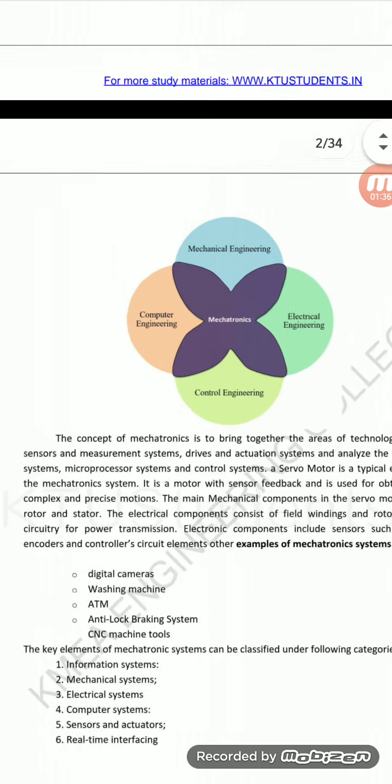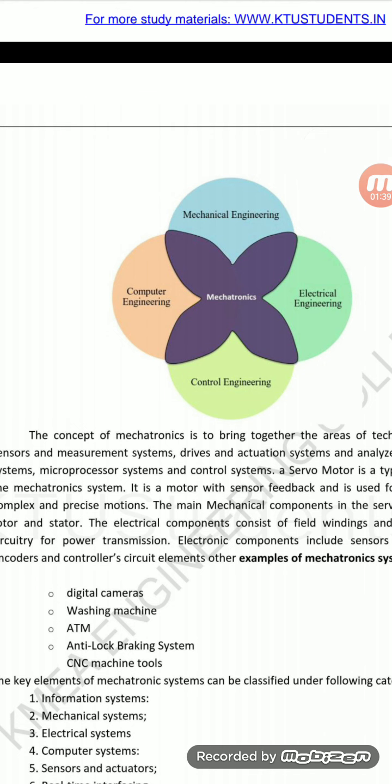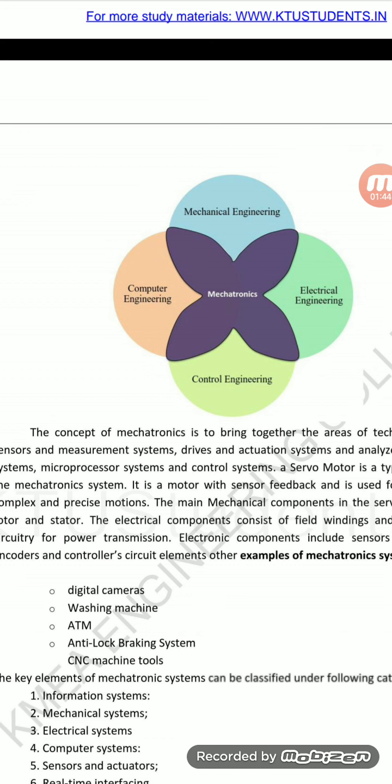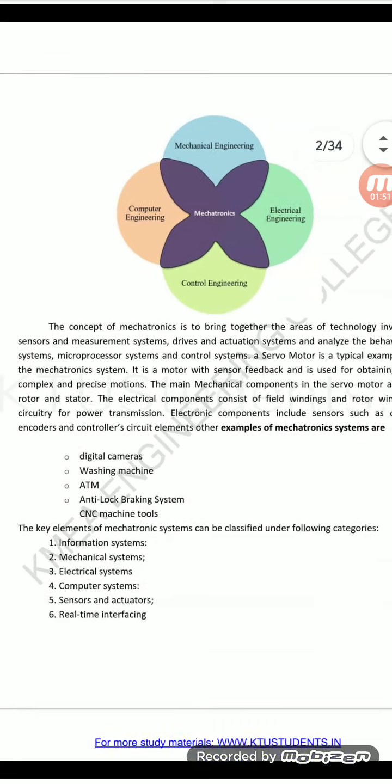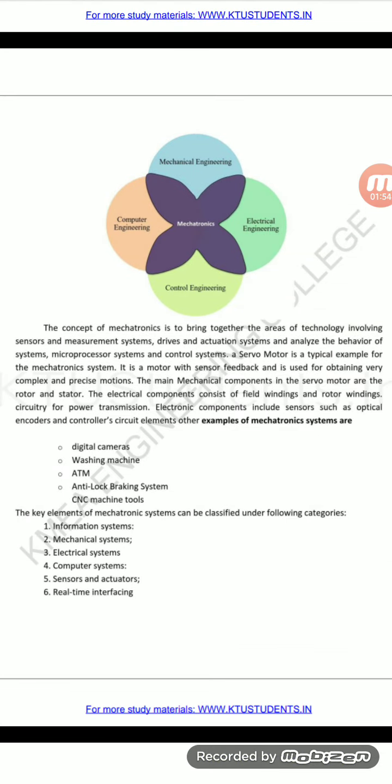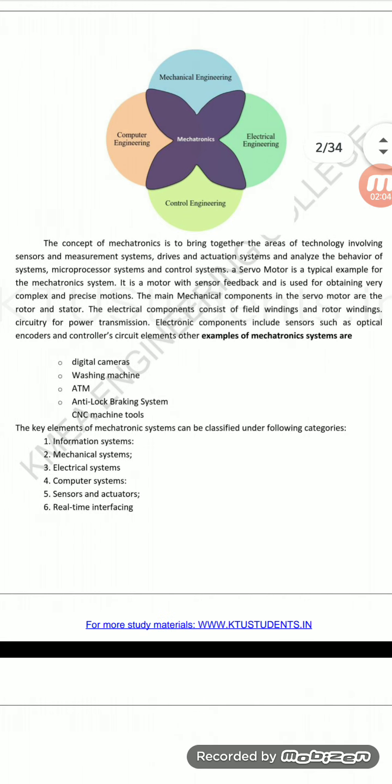So guys, see that this is mechanical engineering and mechatronics. Mechatronics is mainly divided into mechanical engineering, computer engineering, control engineering and electrical engineering. These concepts appear in digital cameras, washing machines, ATMs, anti-lock braking systems and CNC machine tools. CNC machine tools means real-time product designing, machine designing. That is the first.